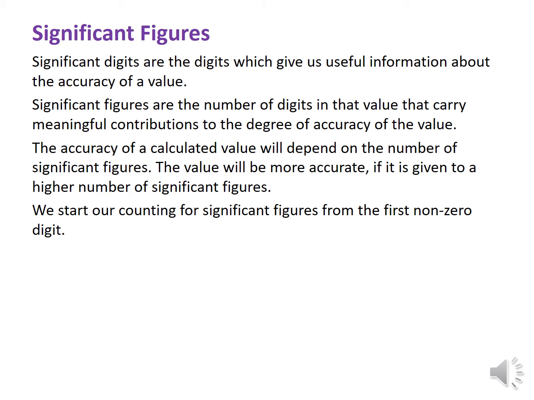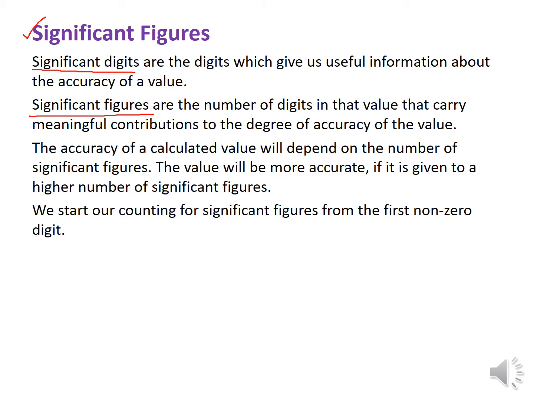First, we'll discuss what significant figures or significant digits are. Significant digits are the digits which give us useful information about the accuracy of a value. Significant figures are the number of digits in that value that carry meaningful contributions to the degree of accuracy of that value. The accuracy of a calculated value will depend on the number of significant figures. The value will be more accurate if it is given to a higher number of significant figures.